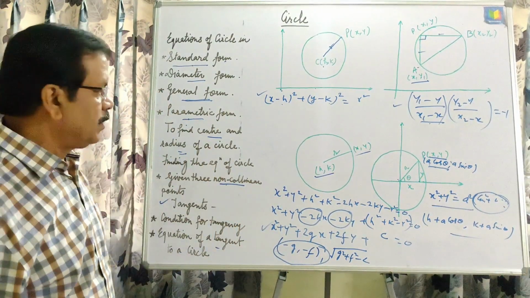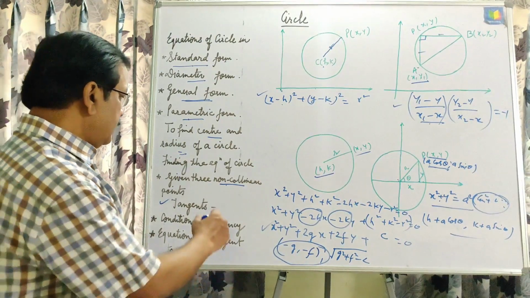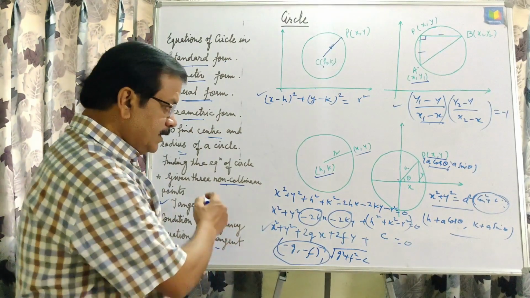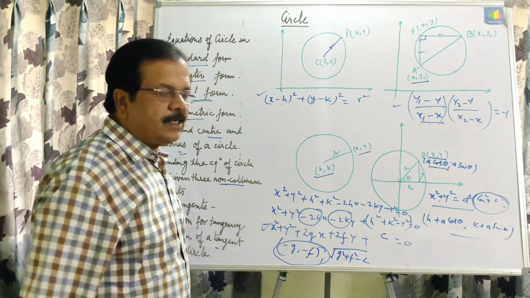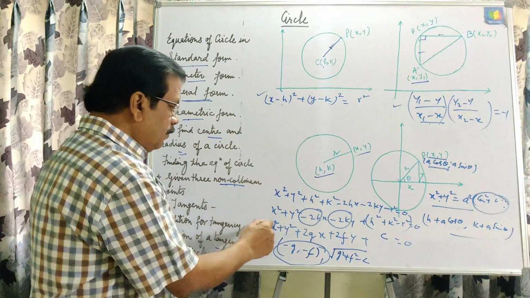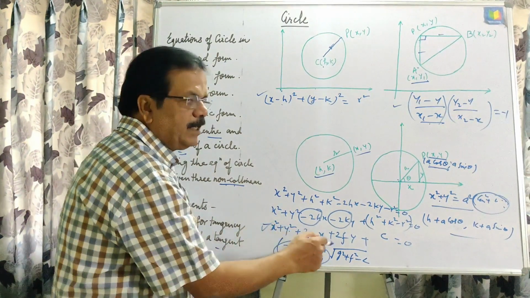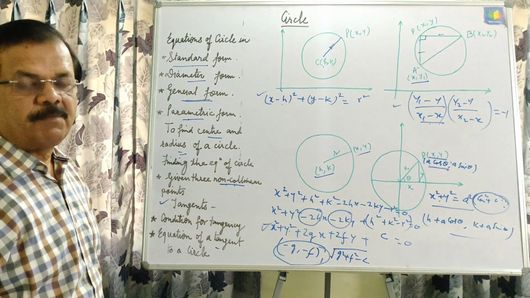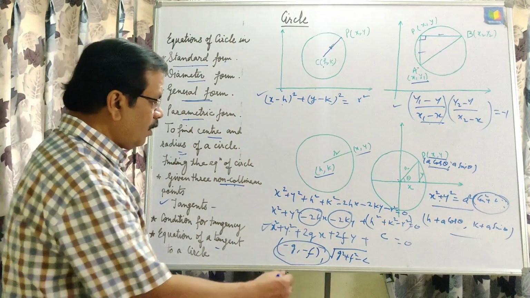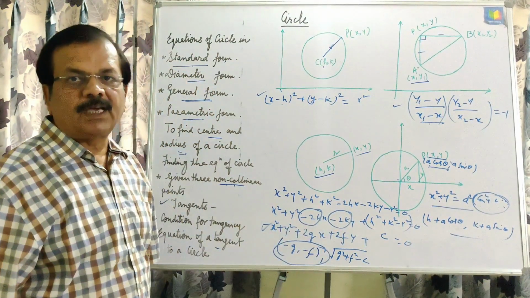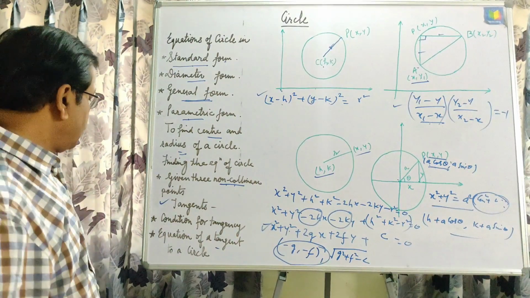We will do all types of questions there. Now another type, that is 3 non-collinear points. In this case also we will write the general form of the equation of circle, then substitute the points in place of x and y. We get 3 equations, and with the help of simultaneous linear equations we can solve and get the values of g, f, c, and this way also we can find the equation of circle.